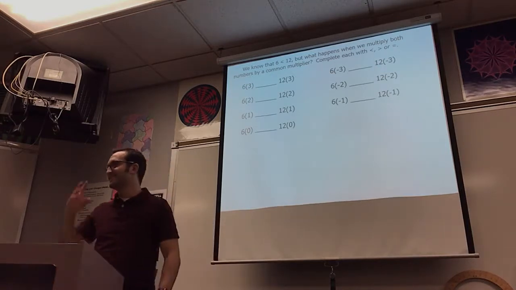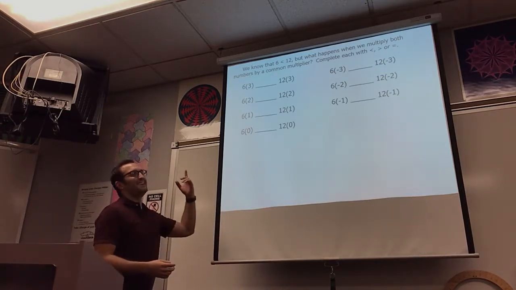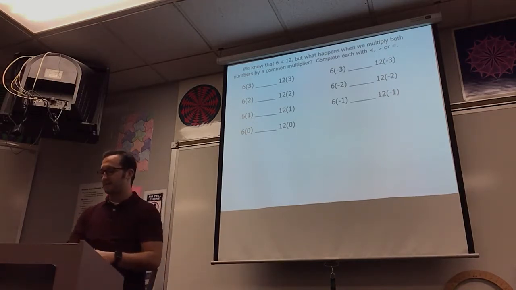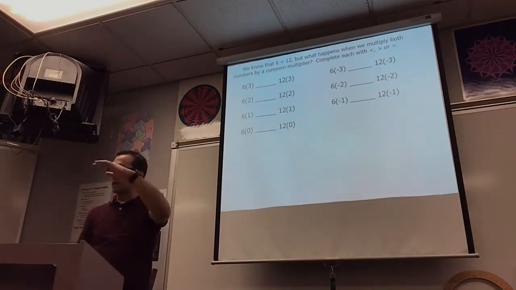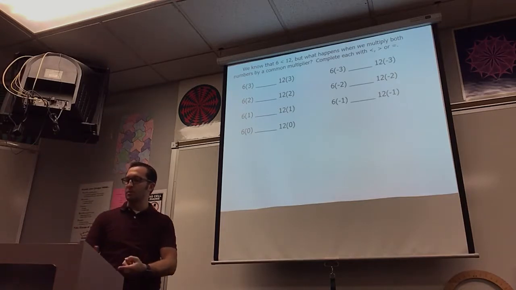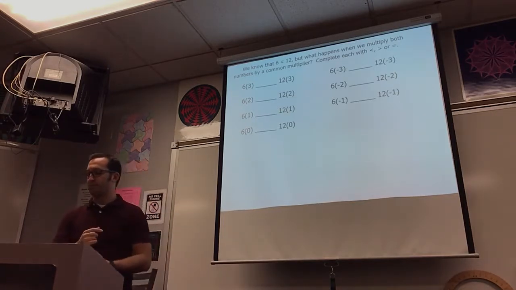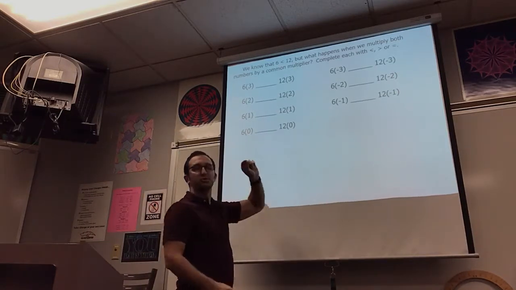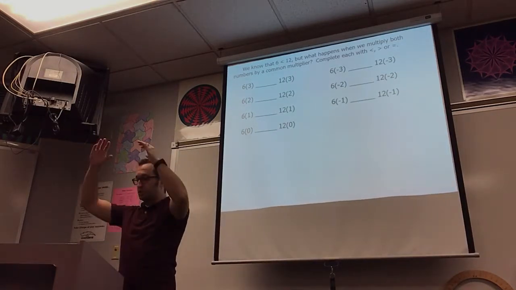It's good stuff. Anyway, so we know that 6 is less than 12, right? Is that a true statement? 6 is less than 12, it says it right there. But what happens when we multiply both numbers by a common multiplier? So what I want you to do, with your partner, is go through and do this multiplication. Just do all the multiplication.